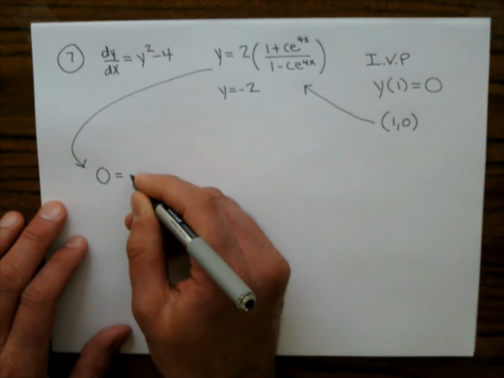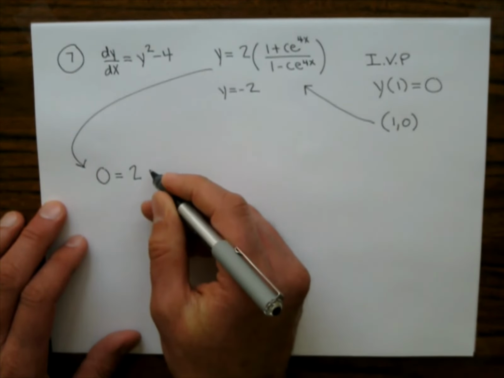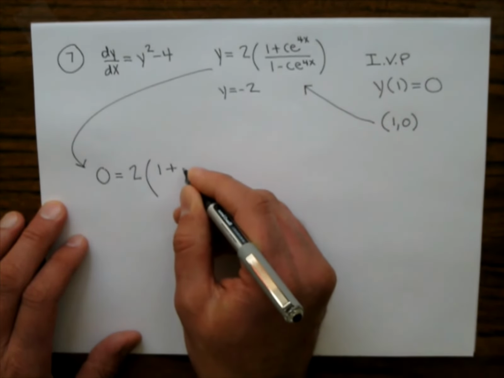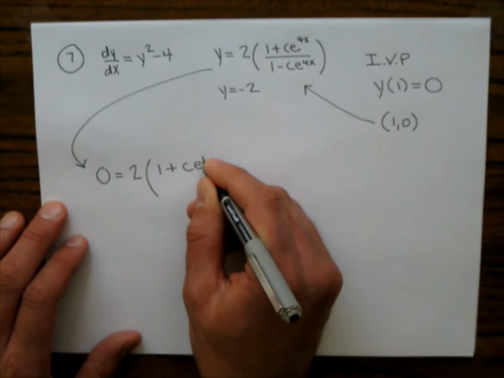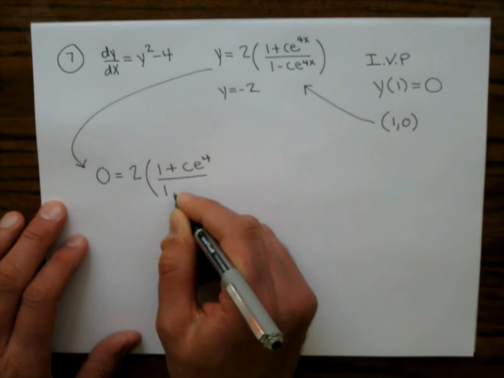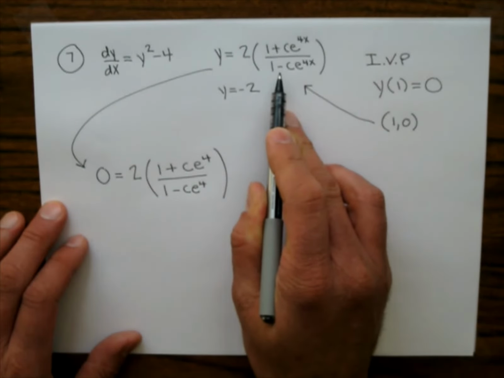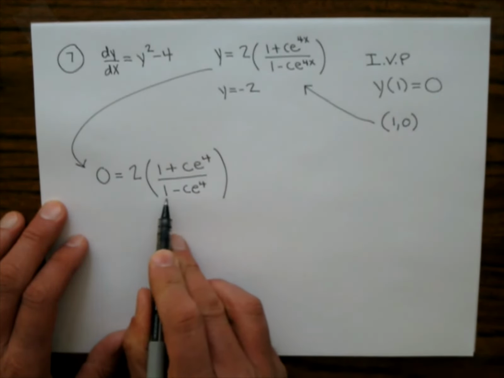equals 2. Would have been better if it said y of 0 equals 1. Oh well. 2 times 1 plus c e to the 4th, all over 1 minus c e to the 4th. So what I did is I put (1, 0) in for x and y there. Okay, I'm going to multiply both sides by that denominator, 1 minus c e to the 4th, and it's just going to be multiplied by 0, so really I'm going to end up with this.